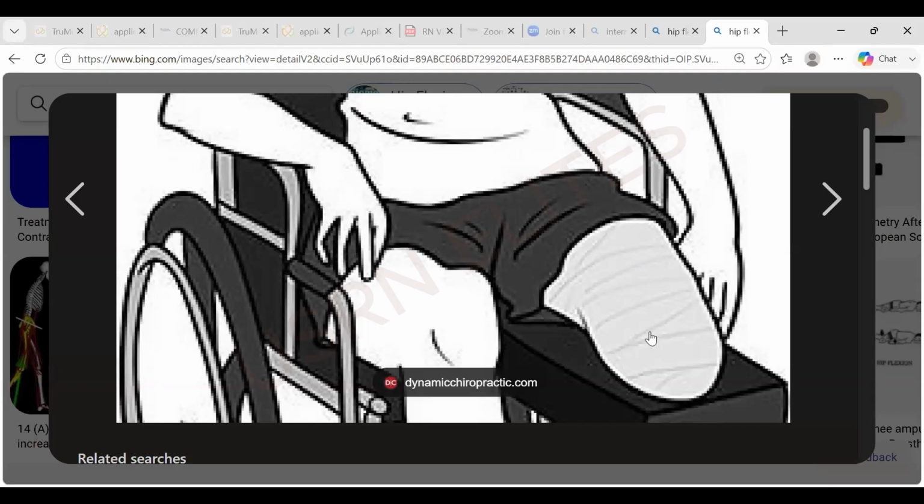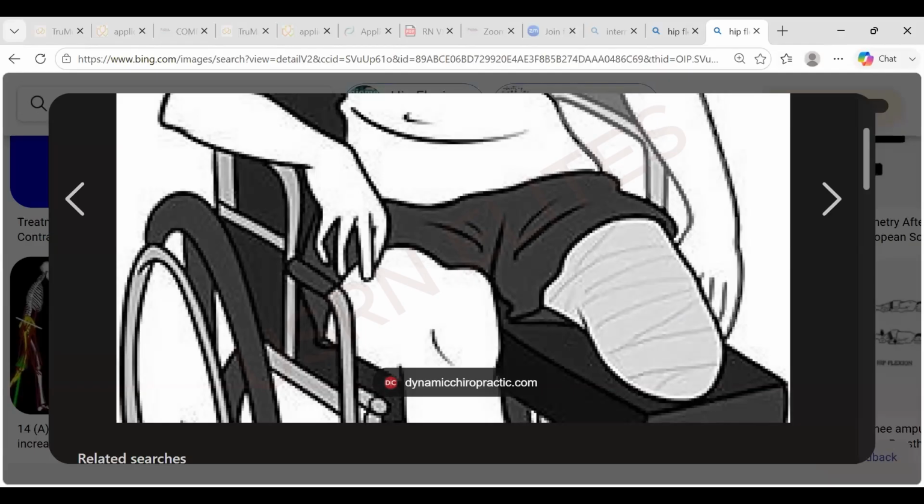Because one of the major complications after surgery is what? Hip flexion contractures. So know the complication of each, so that once you are managing, you know what you are managing for. Because of hip flexion contractures, we don't do what?